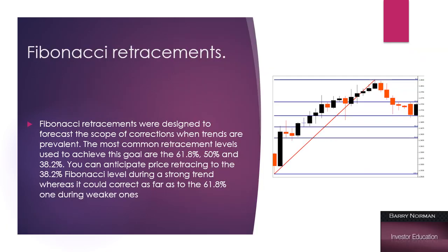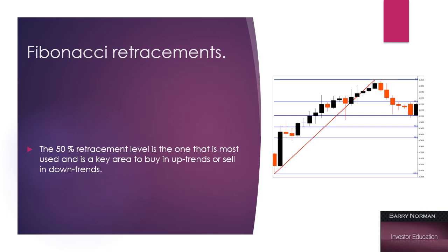Now, Fibonacci retracements were designed to forecast the scope of a correction when trends are prevalent. The most common retracement levels are 61.8, 50, and 38.2. And these are very important because they will help you define whether it's really a retracement or a reversal. Now, the 50% retracement level is a key area to buy in uptrends or sell in downtrends. 50% is not a Fibonacci number, but because it's such a popular retracement, we put that on our charts along with the Fibonacci levels.